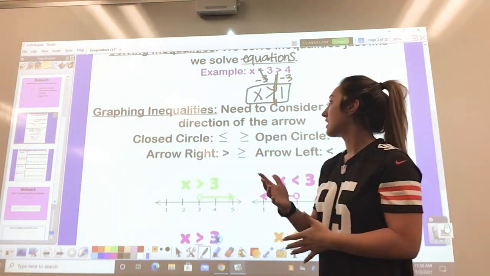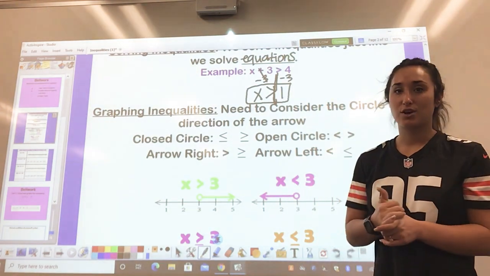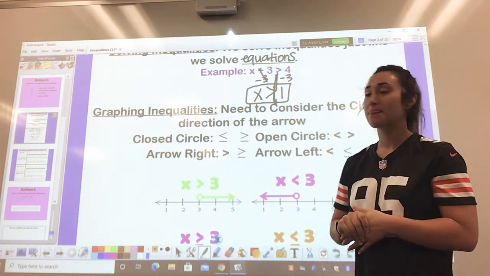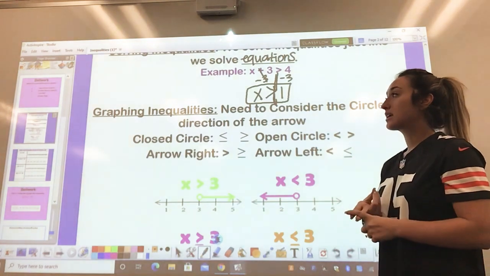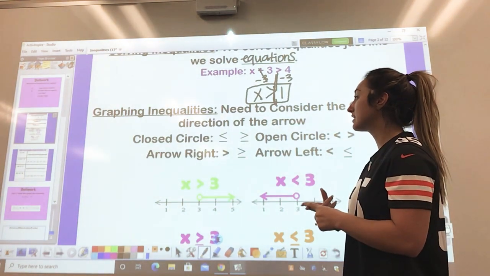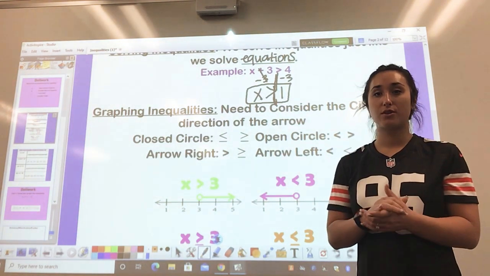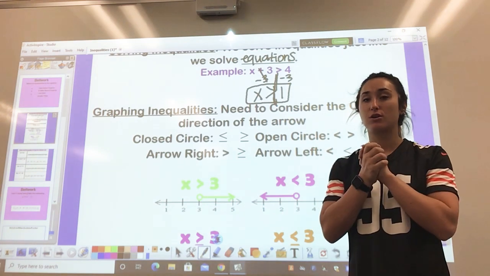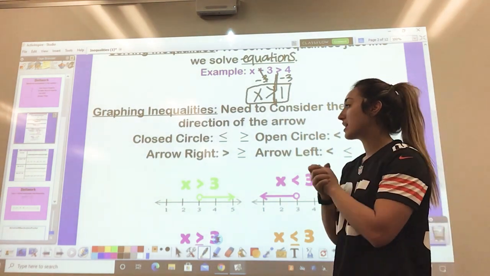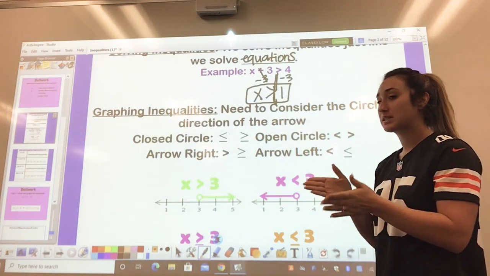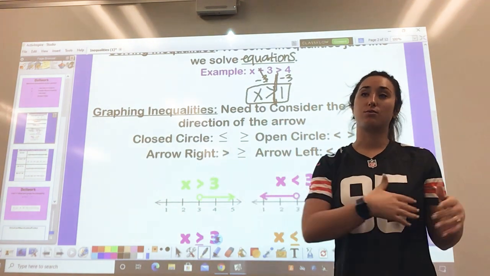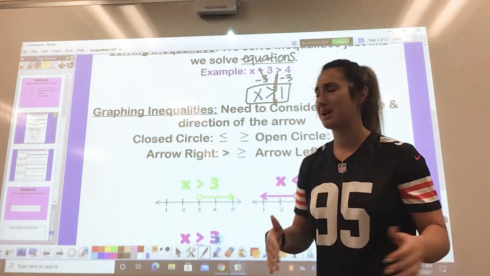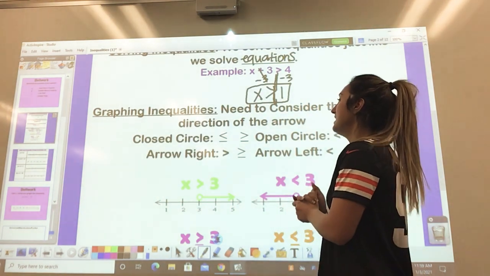An extra thing that comes with inequalities that didn't come with solving equations is graphing them. And there's two things that we consider when we graph. We need to consider what circle we'll put on the graph, whether it be an open circle or a closed circle, and what direction the arrow would be, whether it's going to point to the left or to the right.